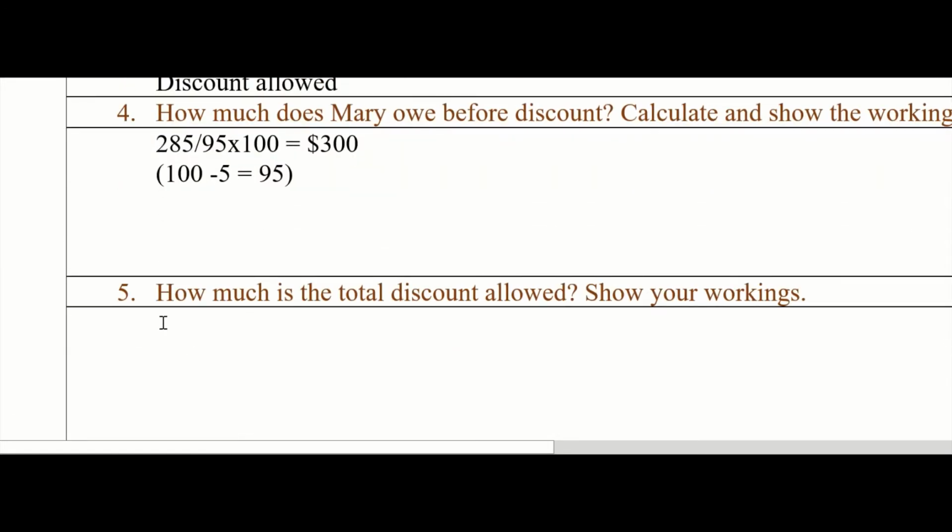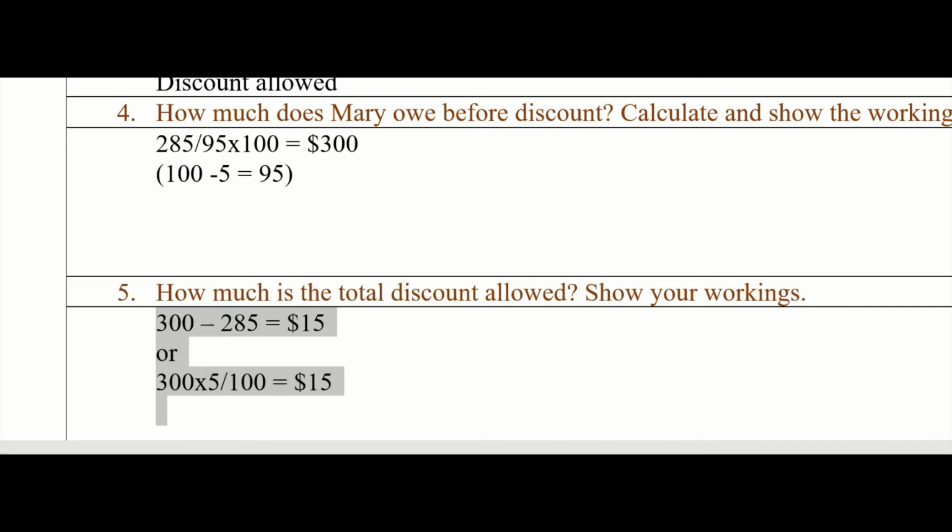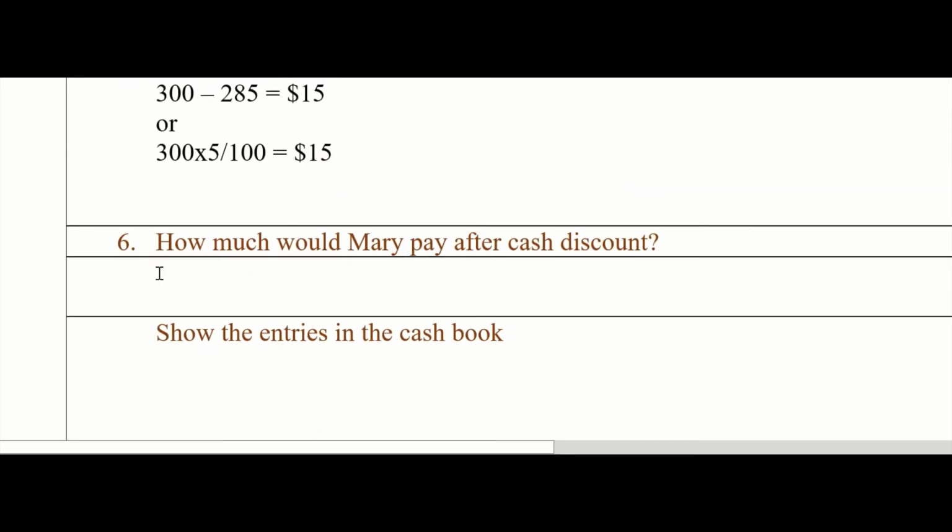How much is the total discount allowed? To show your workings, there are two methods you could use. Take the difference between the total amount Mary is liable to pay you and the amount she paid you after discount. Or find 5% of the total amount due by Mary, which should be 15. How much would Mary pay you after discount? It's $285.